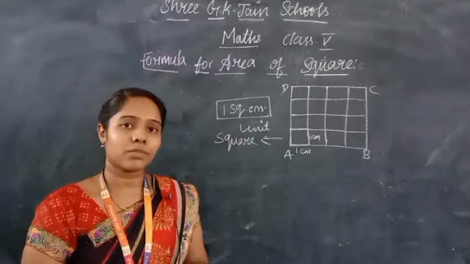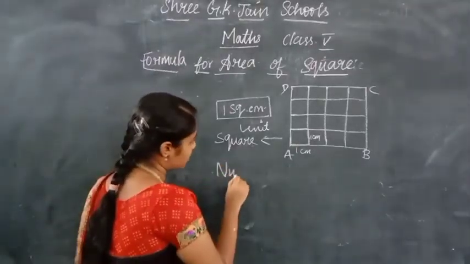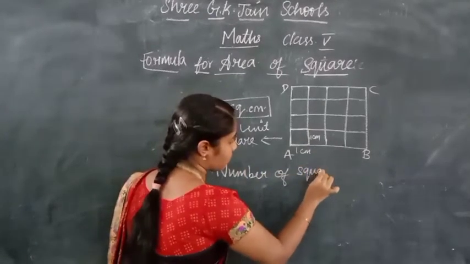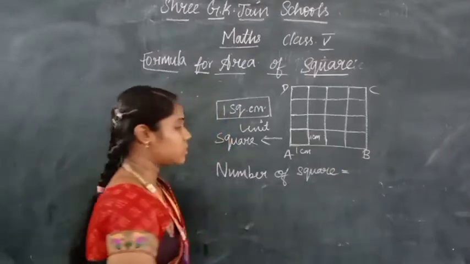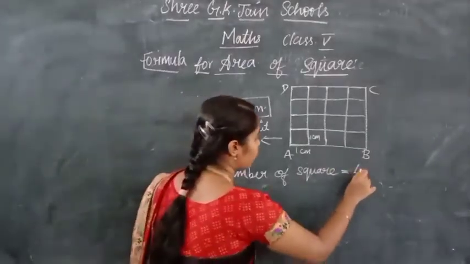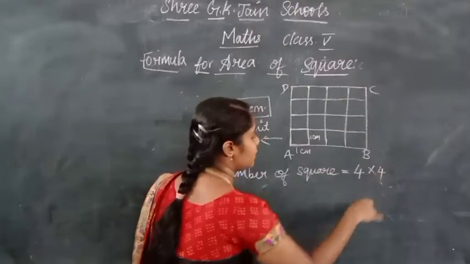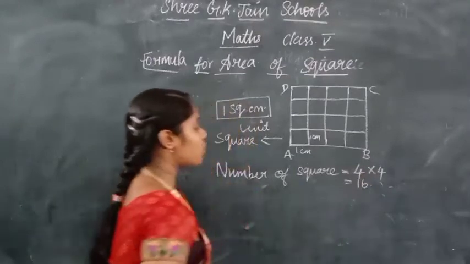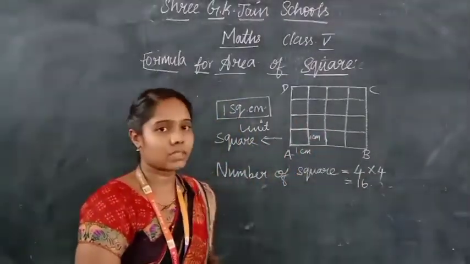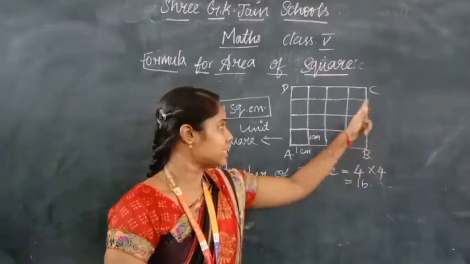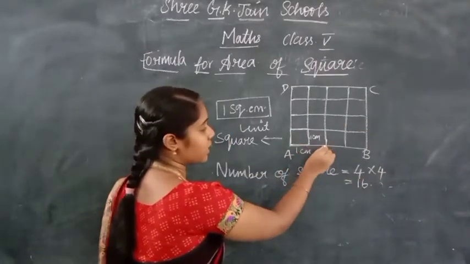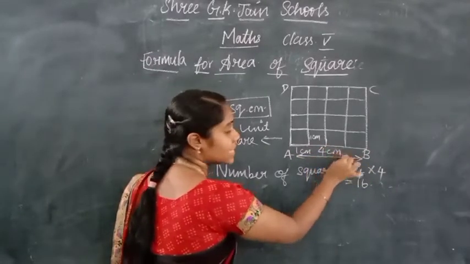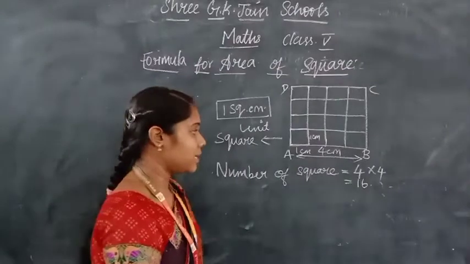So that means the number of squares is equal to 4 rows into 4 in each row, right? What is 4 fours? 4 fours are 16, right? So we have created 16 squares, right children? What will be the length of the side? One side is 1 centimeter, so 2 centimeter, 3 centimeter, 4 centimeter, right? So the length of one side of the square is 4 centimeter, right children?